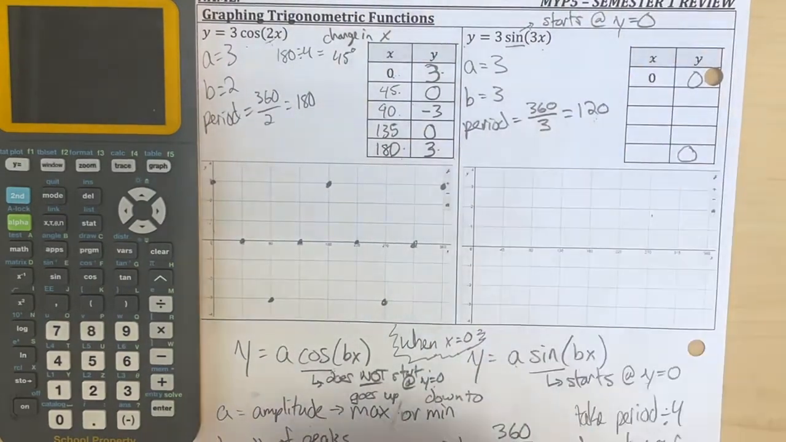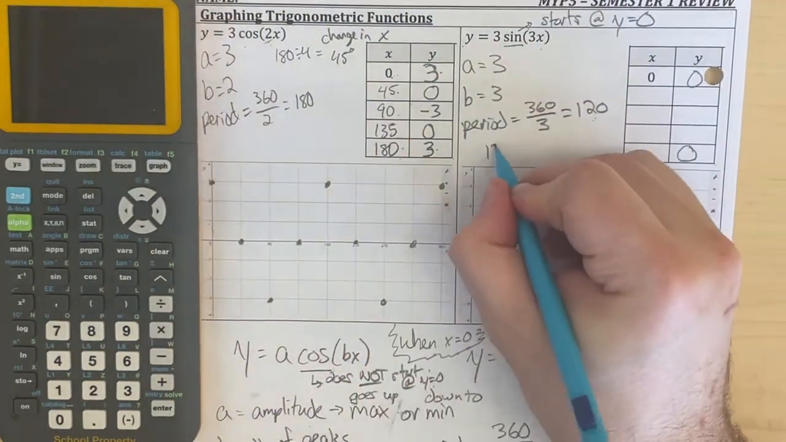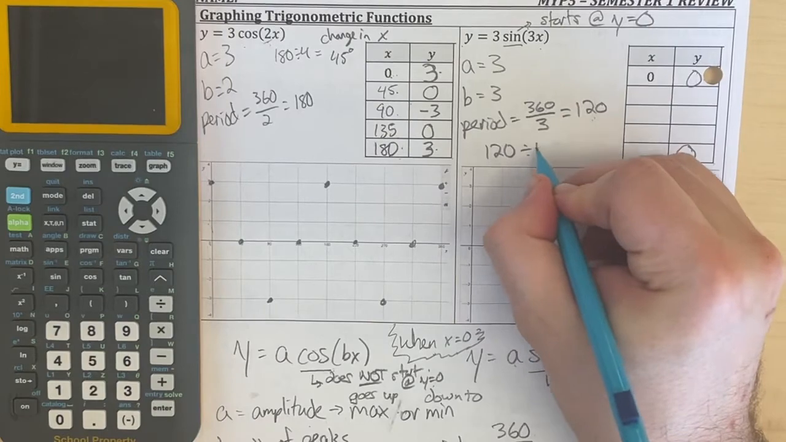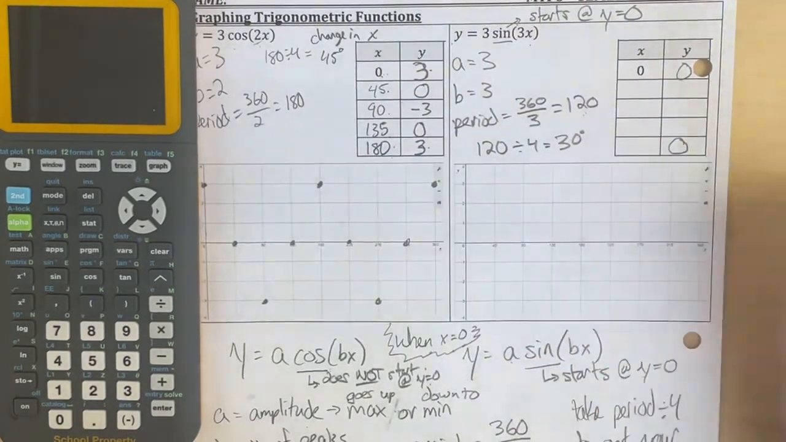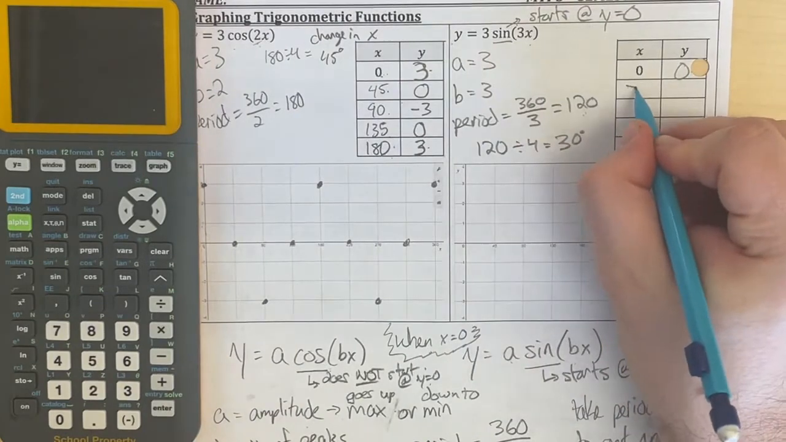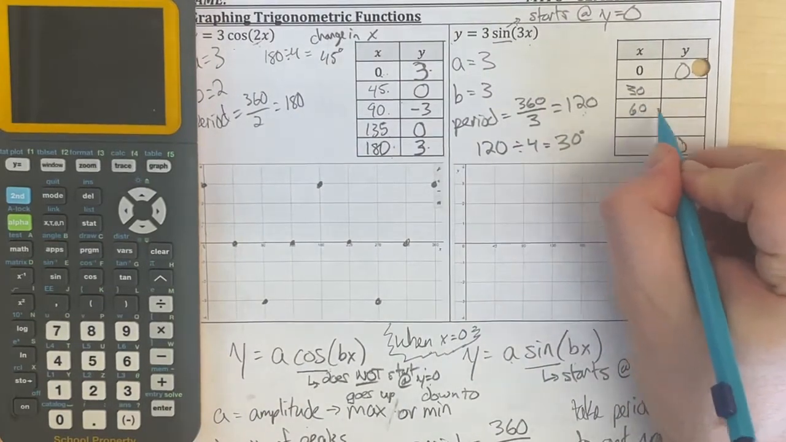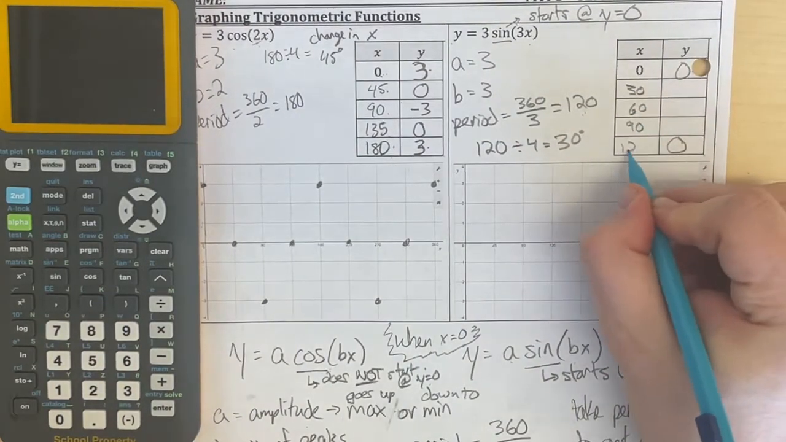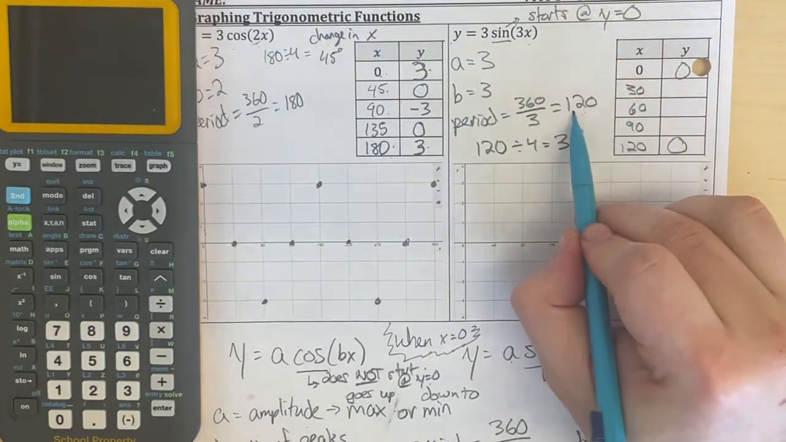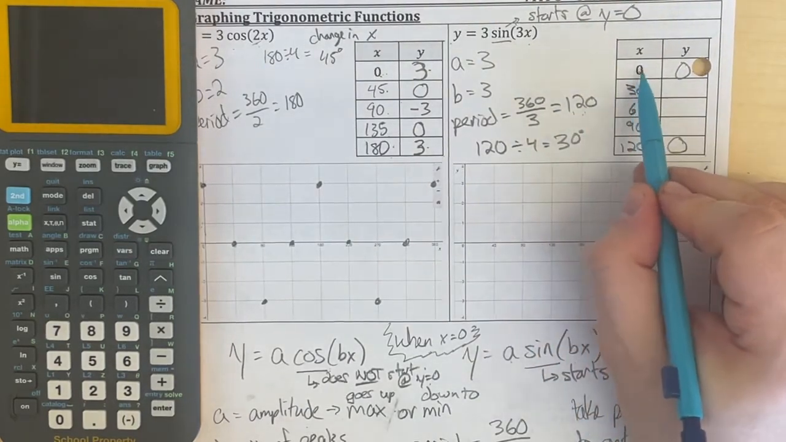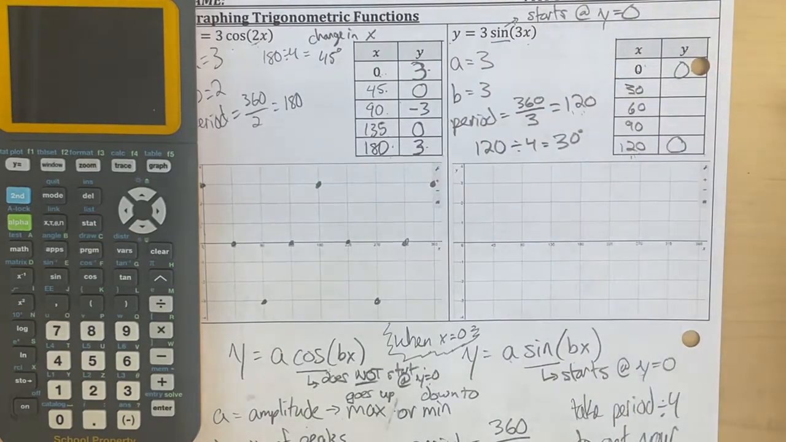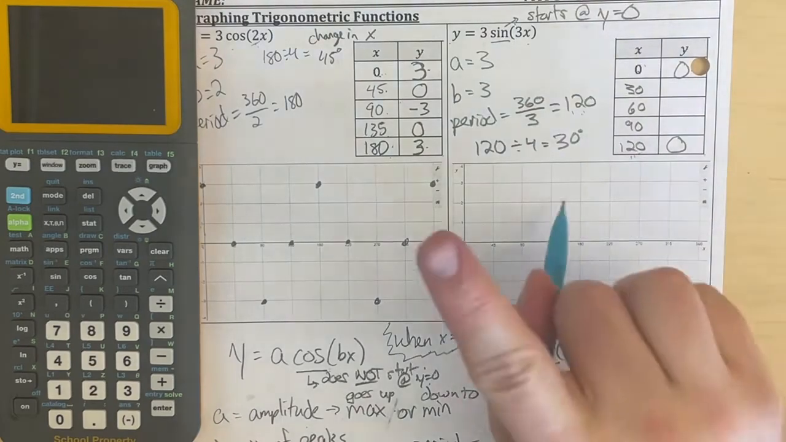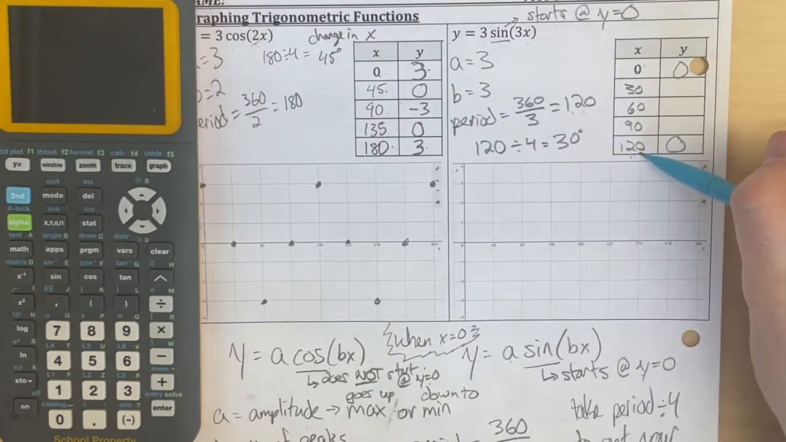If I need to find my change in x, I'm going to take 120 divided by 4, which is just going to be 30 degrees. So that's going to be my change in x. So that means I have 30, 60, 90, 120. And that makes sense because our period is 120, so I should have 5 values from 0 to 120, and then we have that full rotation. One full rotation is going to be 120 degrees.